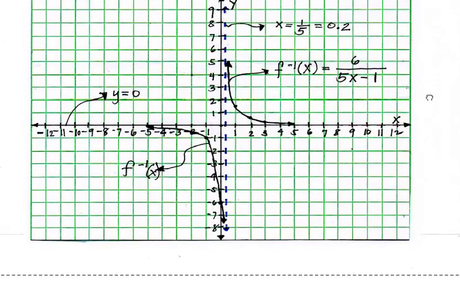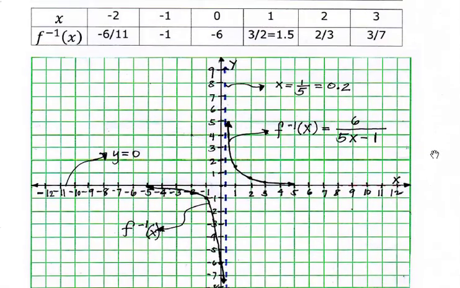Moving on with the graph and the table of values. So plotting, we can see that the x-axis here is actually the horizontal asymptote. And we have the broken blue line. It's actually the vertical asymptote, x equals 0.2. Then, plotting in the points that we had in this table will make this graph.